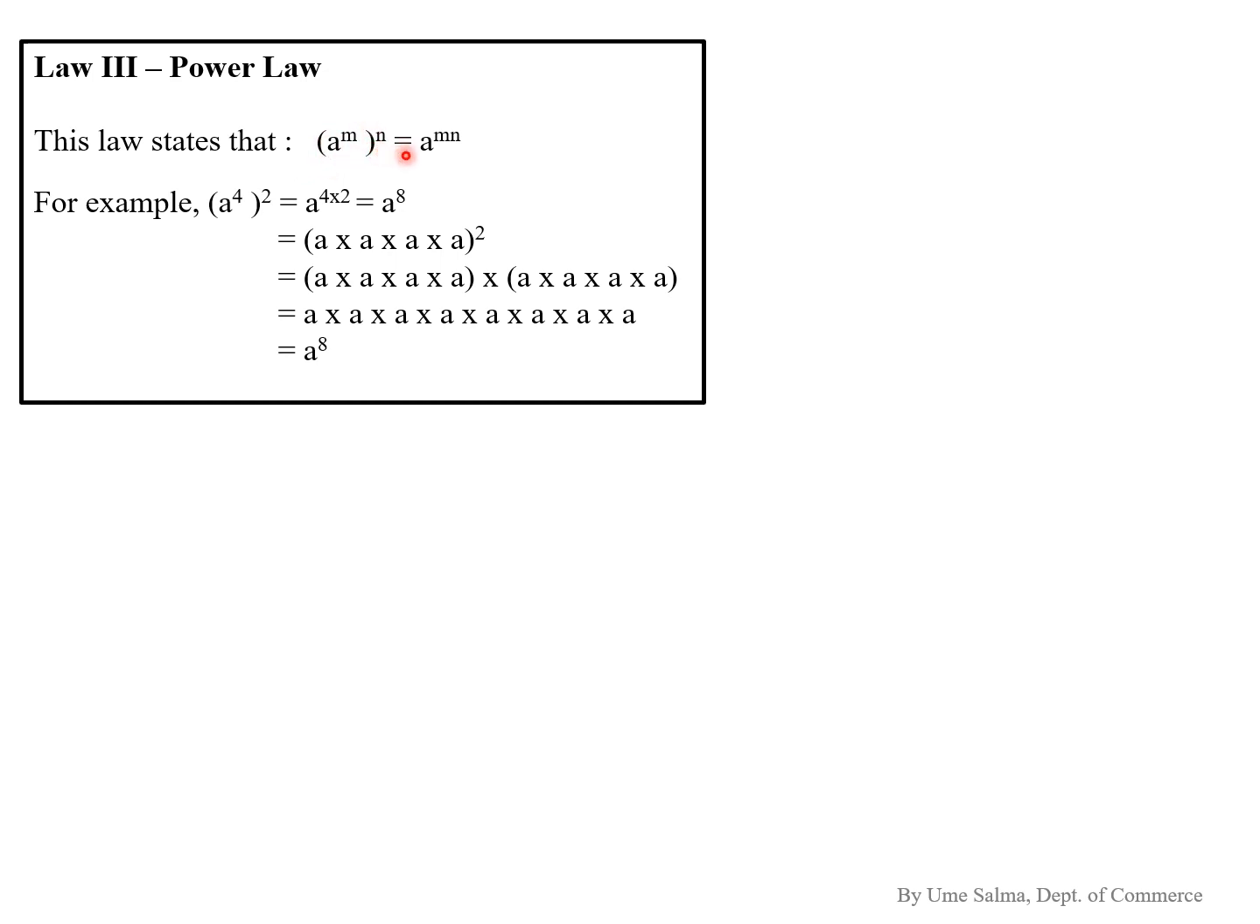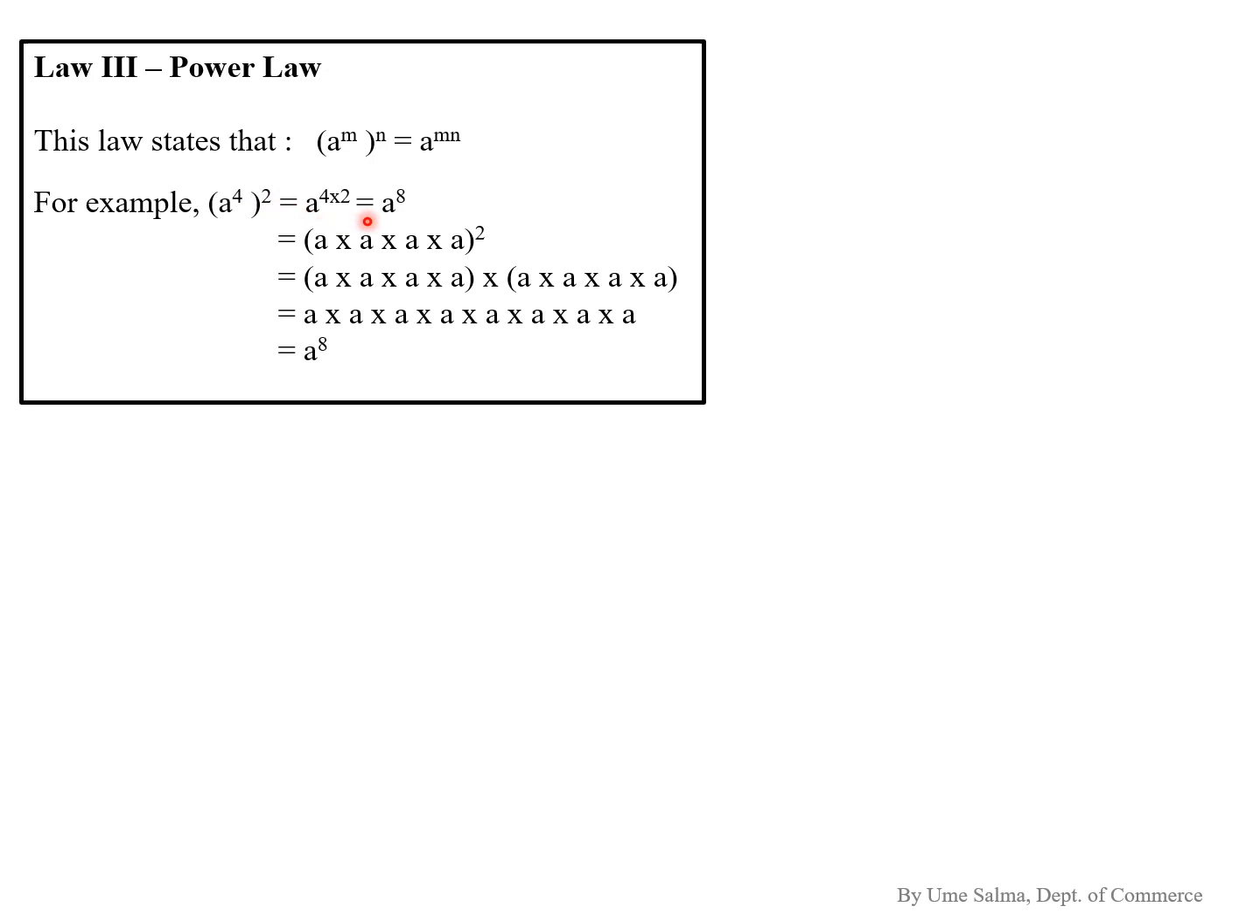Here mn means the product of m and n, that is m into n. Now let us look at one example to understand this clearly. A to the power 4 raised to the power 2 will be written as per this law as a to the power 4 into 2, that is again the product of these two exponents. That can be finally written as a to the power 8.